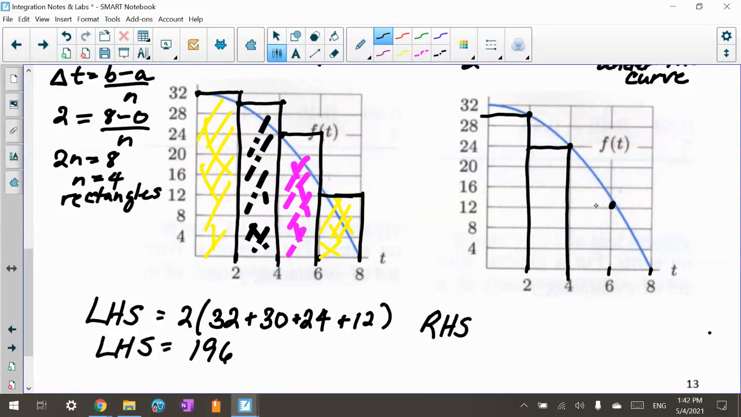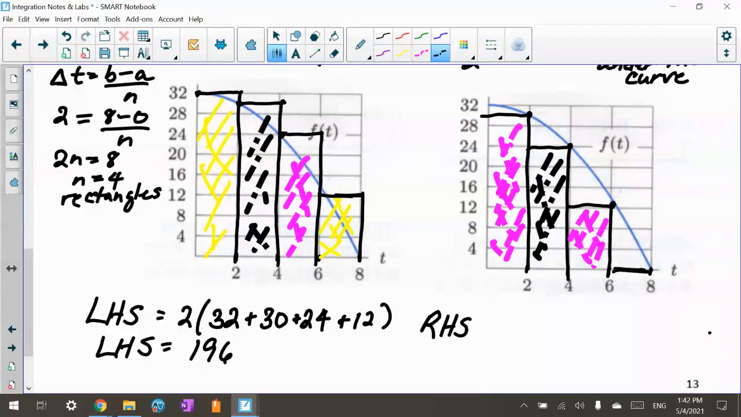Come over from the curve, come over, come down. All right, come over from the curve, and this one's flat. So let's fill in this. So I've got this rectangle here, this one here. I like to alternate the colors. I got one right here as well, and that one's flat.